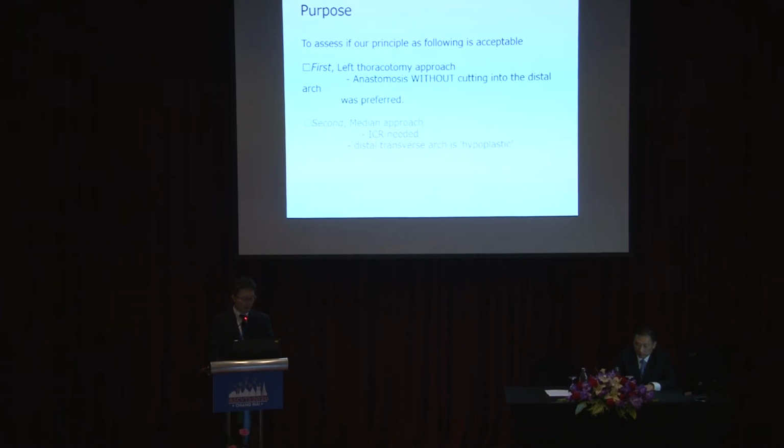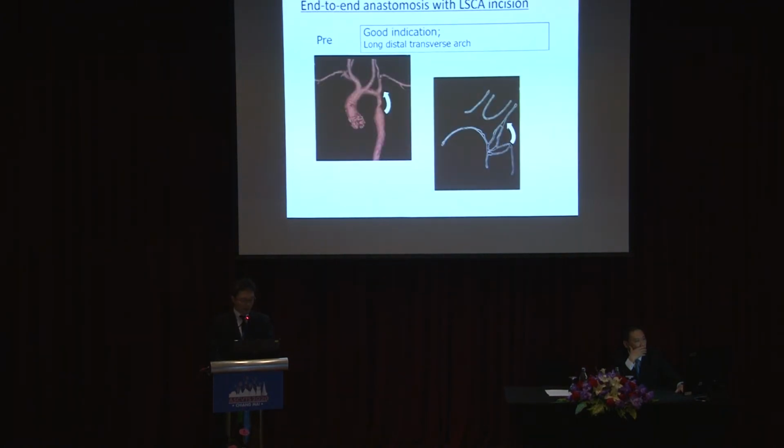So the purpose is to assess if our principle is acceptable. Our principle is that the first choice is left thoracotomy unless a concomitant procedure is needed. The anastomosis was made without cutting into the distal arch. This way is a good indication for a long distal arch. We anastomose the aorta without cutting into the minor curvature of the distal transverse arch.